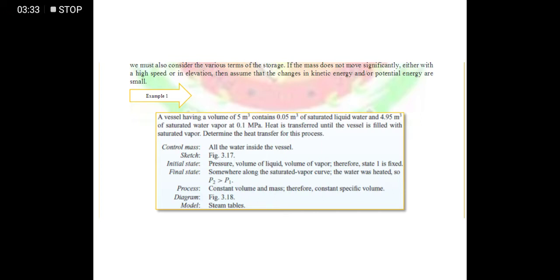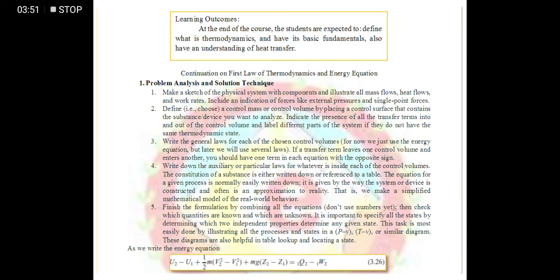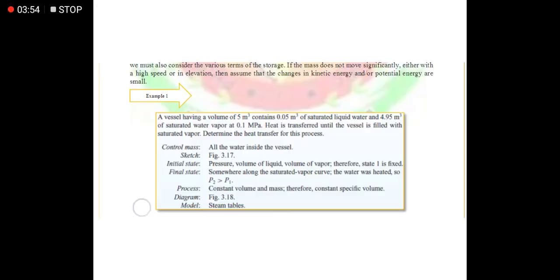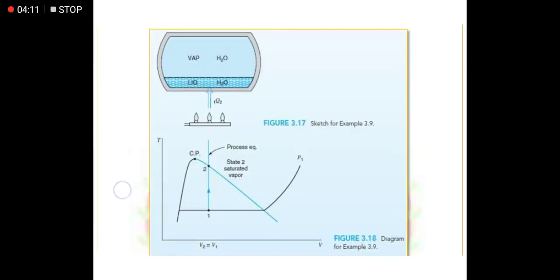So still, we have to find the characteristics of state 2 from the saturated liquid and vapor table. Ito yung step 1 dito, ito yung mga step by step na gagawin, based on our step by step na na-indicate dito sa number 1. We have here the control mass, so we have all the water inside the vessel. Ibig sabihin, you have to identify the control mass in the case of this problem. In here, our control mass is the vessel, or the water inside the vessel. Okay, so the sketch is ito, 3.17.